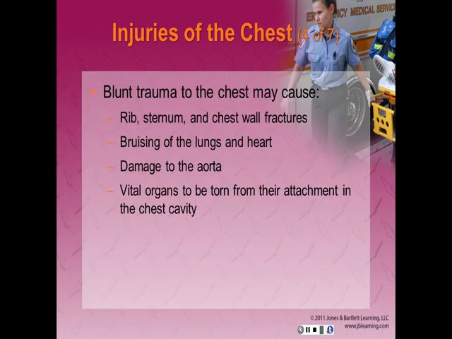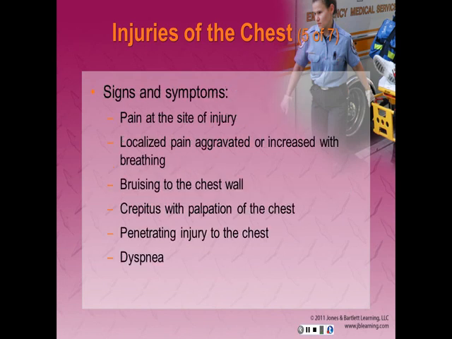Blunt trauma to the chest may cause a fracture of the ribs, fractured sternum, or injury to the chest wall. It can bruise the lungs and the heart and even damage the aorta. Almost 1/3 of people killed immediately in car crashes die as a result of traumatic rupture of the aorta. Vital organs can also be torn from their attachment in the chest cavity, causing internal, life-threatening bleeding.